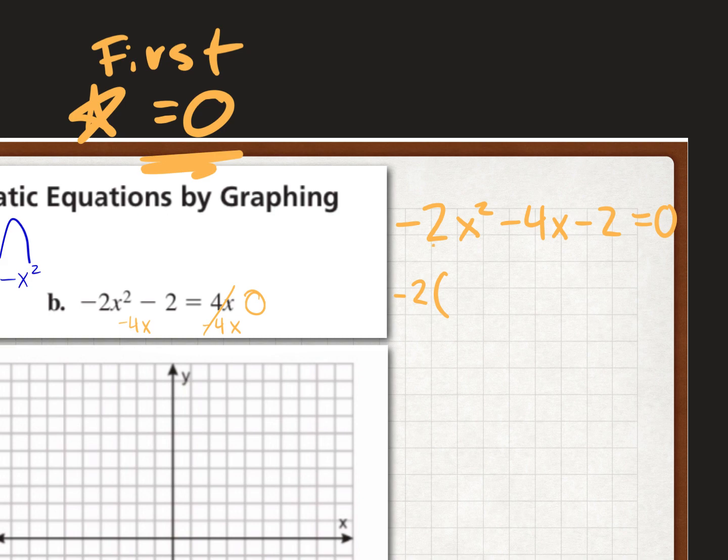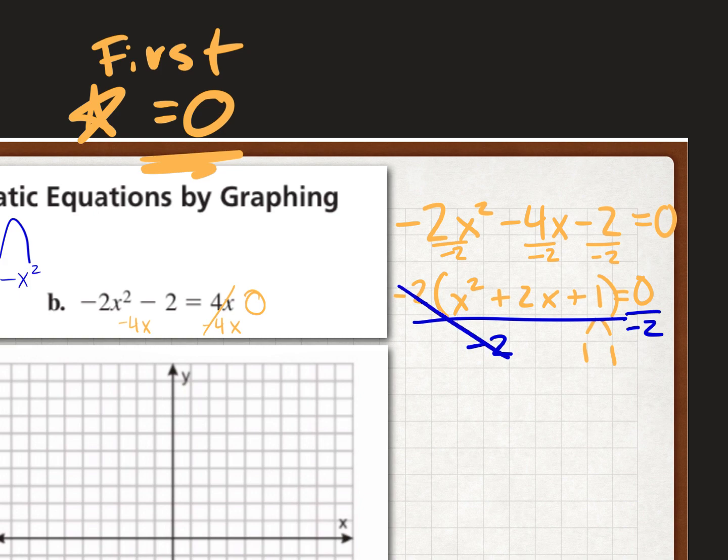So then once I divide everything by -2, I'm left with x squared plus 2x plus 1 is equal to 0. Now I want to see if I have two factors of 1 that add to 2, which would be 1 and 1. So when I take out that -2, we ignore it because there's no x with it. I could just divide my whole equation by -2 and by -2, so it cancels. And 0 divided by -2 is just 0.